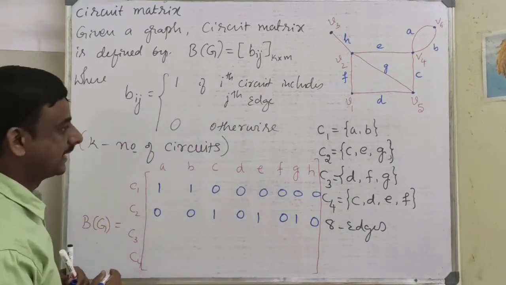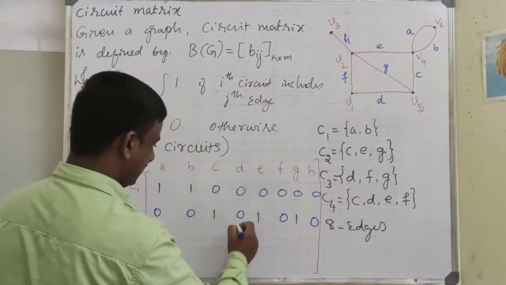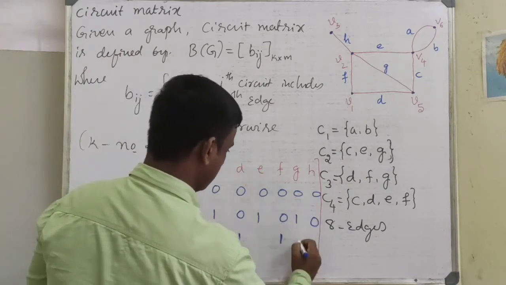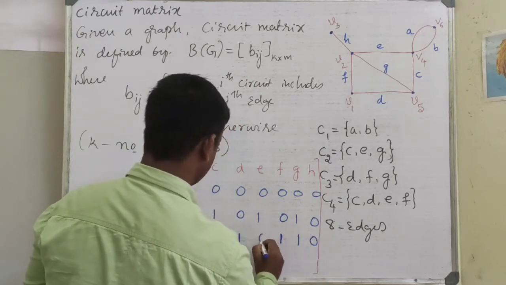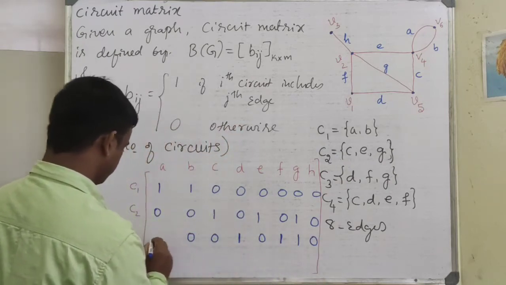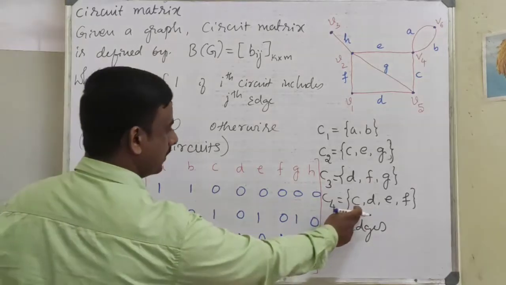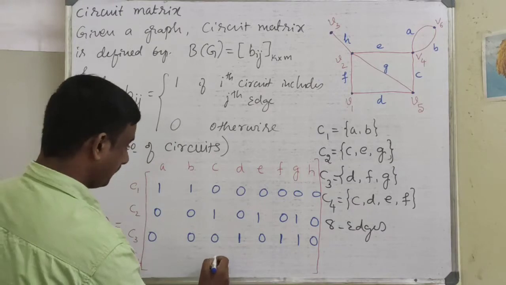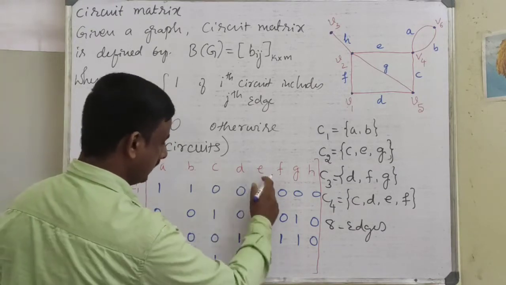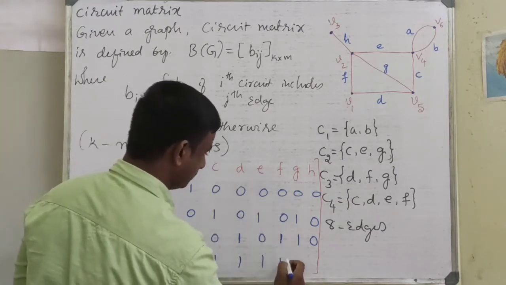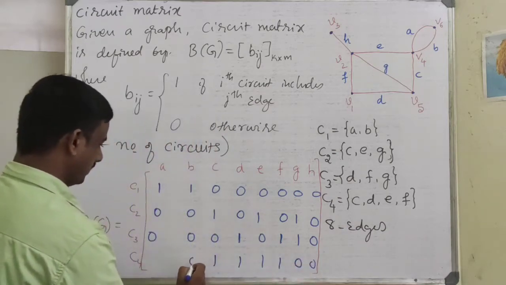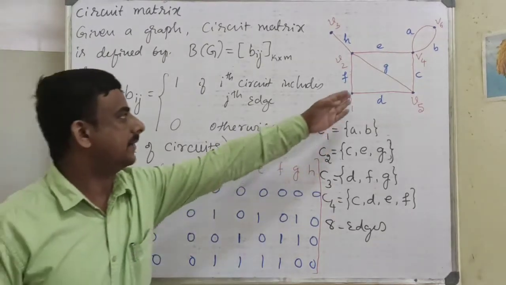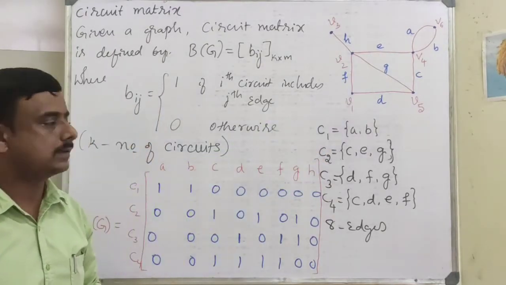Now C3: D, F, G. The rest are 0. Now C4: C, D, E, F. So the remaining are all 0. So this is the circuit matrix of this graph.